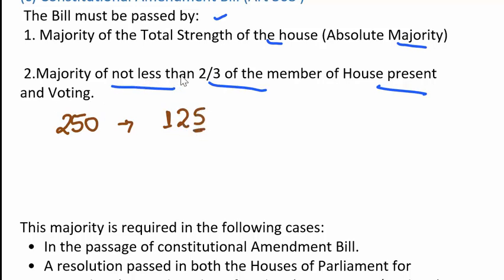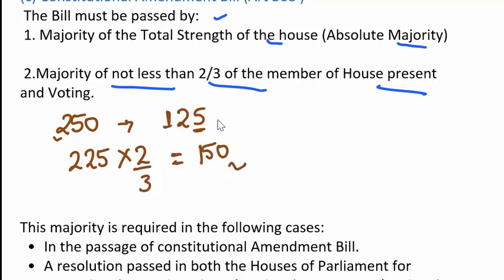And the next criteria is majority of not less than two-thirds of the members of the house present and voting. In Rajya Sabha, consider that on that particular day, out of 250, only 225 are present and voting. So two-thirds of 225 would be 150. This is of course more than 125. Then in this case bill will be passed.